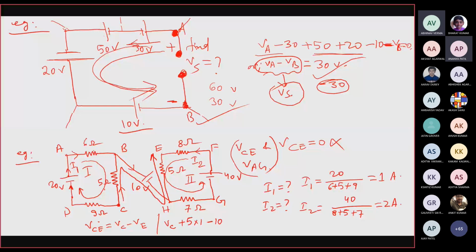Now what about the drop across this resistor of resistance 5 ohm? It will be 5 into I2, and we are moving in the opposite direction of I2, so minus 10. VE is equal to 0. So from here we can write VC minus VE will be equal to minus 5. How much will it be? Minus 5 volt. It means that E point is at higher potential.